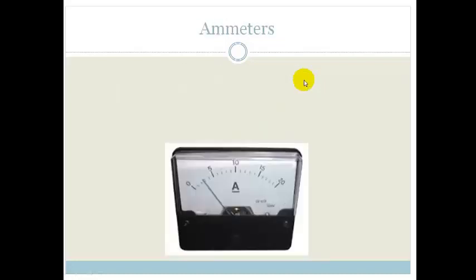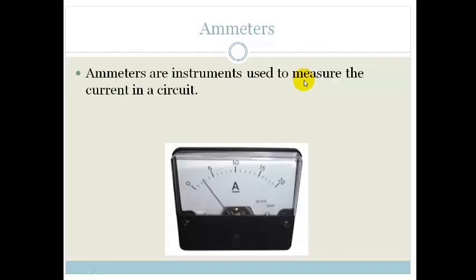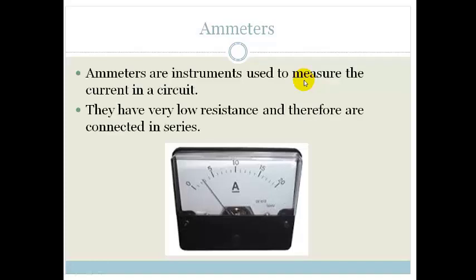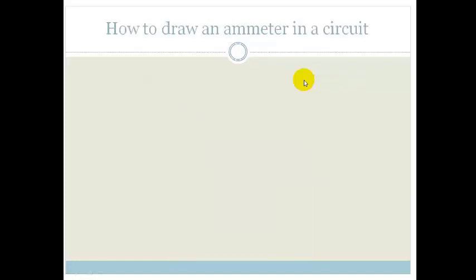So what do we use to measure our current? Obviously we measure it using an ammeter. Now ammeters have a very low resistance compared to voltmeters. Remember the voltmeters, very high resistance. Ammeters, very low resistance, and therefore are connected in series.